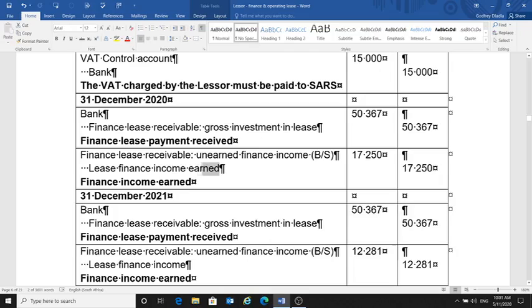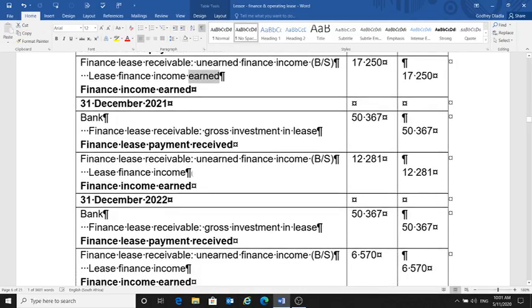You see, it's reaching the end. For this year, we've earned it now. There's an entry in finance income. Okay, second year again, first payment, you're paying the debtor.